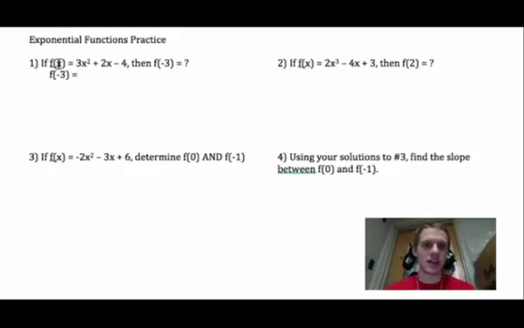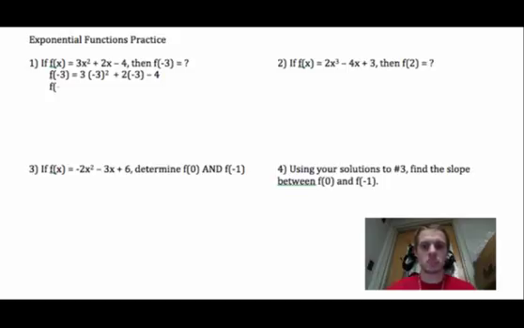Well, if you remember, this x matches up with the negative 3. That means our input is negative 3. Any place you see an x, let's substitute in negative 3. Make sure we're using our parentheses. So 3 times negative 3 squared plus 2 times negative 3 minus 4. So this is what your function should look like after you've substituted those values in.